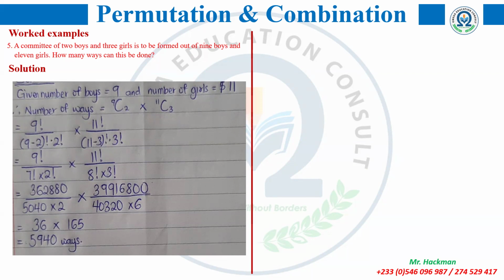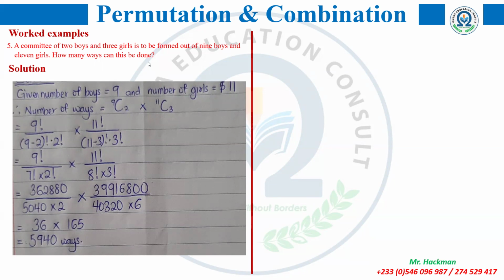And in today's lesson, we are going to have a look at the solution that was given in the assignment in our previous lesson. And the lesson is on permutation and combination. Okay, so quickly, let's look at this was the question, and it was your class assignment. A committee of 2 boys and 3 girls is to be formed out of 9 boys and 11 girls. How many ways can this be done?